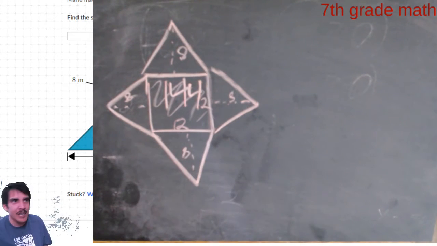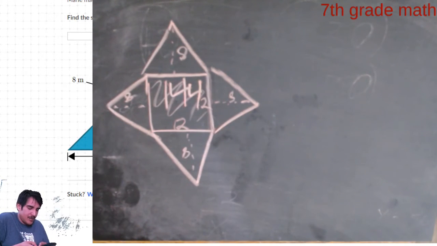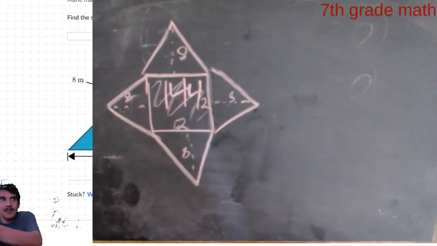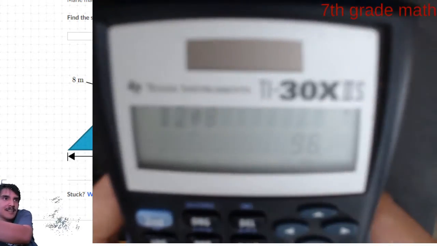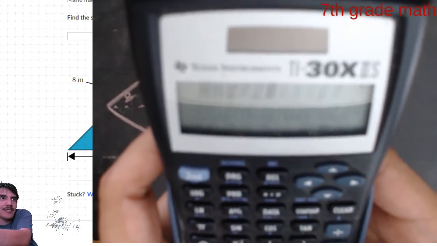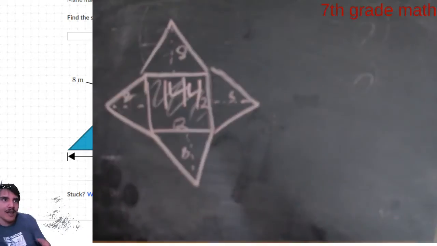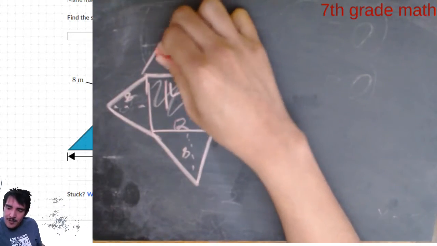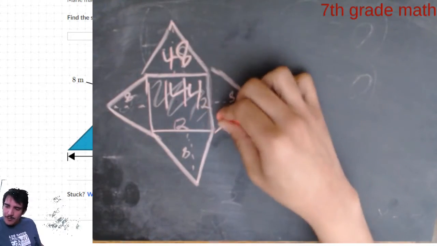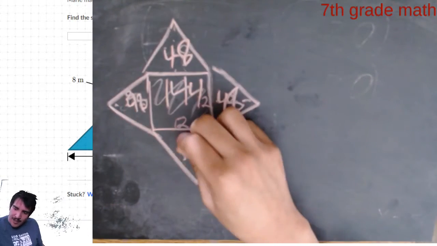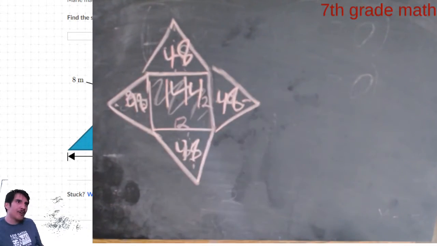But since it's a triangle, what do you have to do? A triangle is half of a rectangle. So 12 times 8 is 96. But then you got to cut that in half, so divide it by 2. And you get 48. So that means the area of this triangle is 48. In fact, how many 48s do we have?